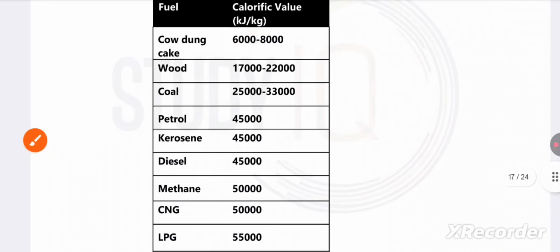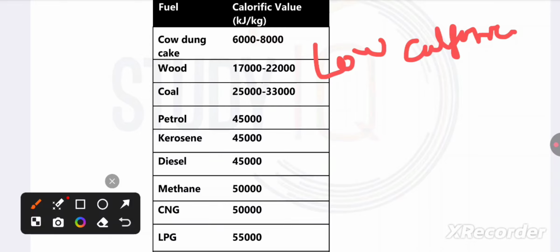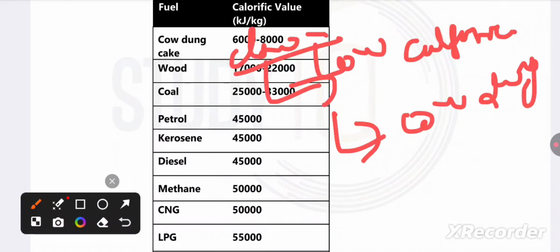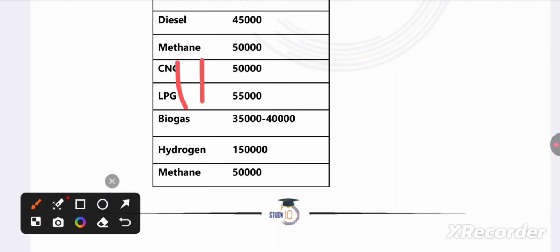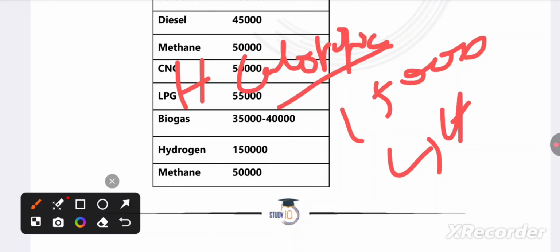Here, low calorific value: choose the answer that has low calorific value. Cow dung cake, that is, we know, 6K to 8K. High calorific value: 1,50,000, that is nothing but hydrogen.